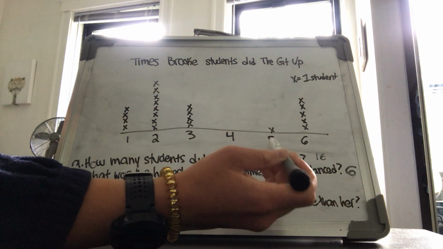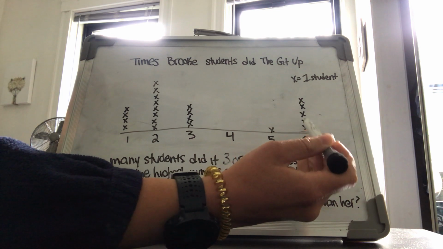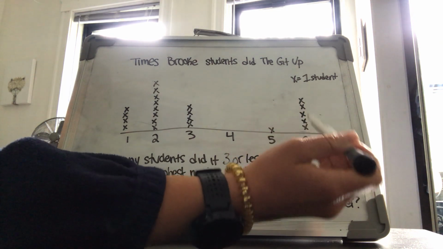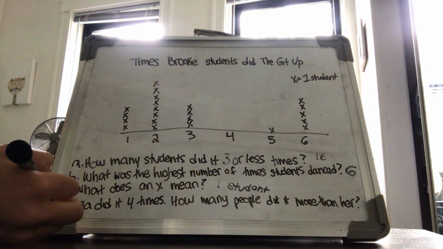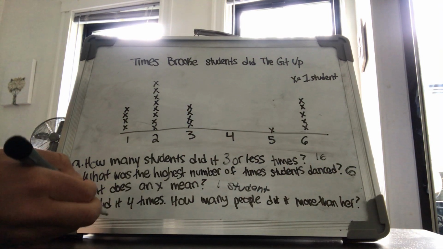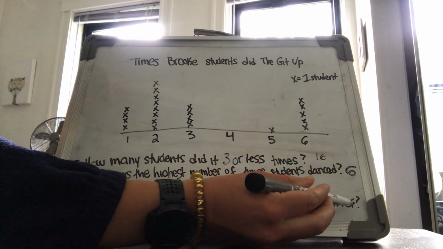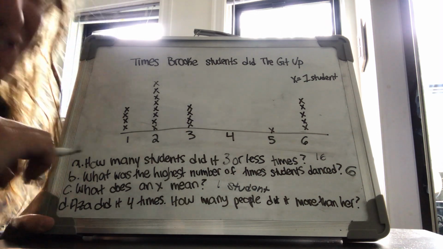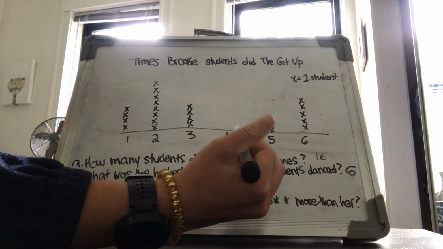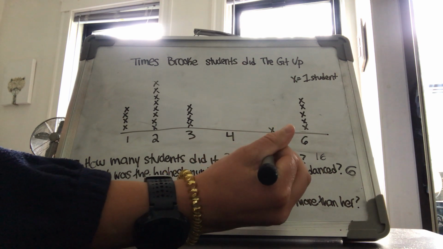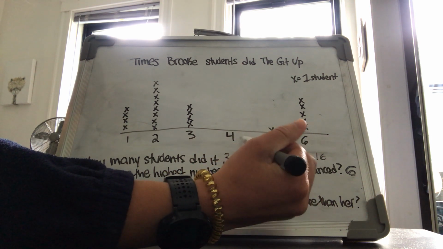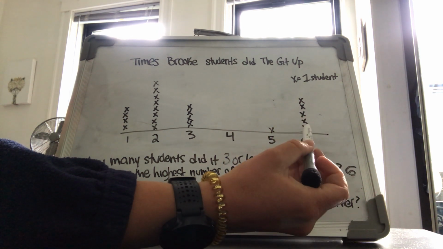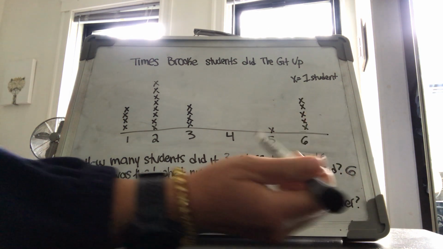So here, 1 student did it 5 times. 1, 2, 3, 4, 5 students did it 6 times. It's the number of times on the bottom and the number of students on the top. This one says, Aza did it 4 times. How many people did it more than her? I have to look at the numbers greater than 4, which is just 5 and 6. So I'm going to count how many people did it 5 times, which is 1, and then add that to how many people did it 6 times. 2, 3, 4, 5, 6.